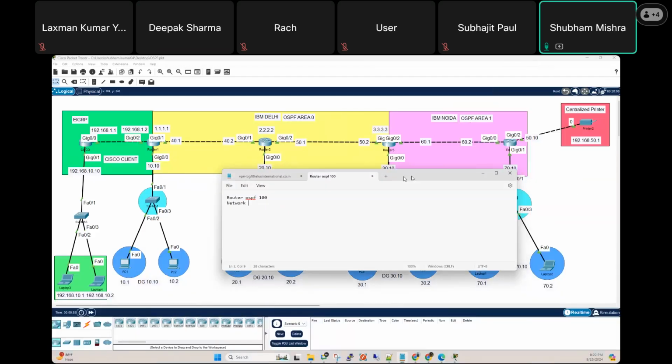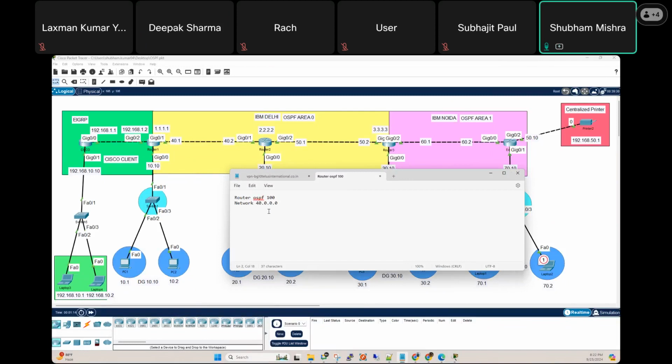So, guys, we are doing the configuration on this router. On this router, we are running OSPF, right? Everyone, router OSPF 100, then network. Which network do we need to advertise, guys? 40 network, 10 network, as well as 1.1.1.1, right?